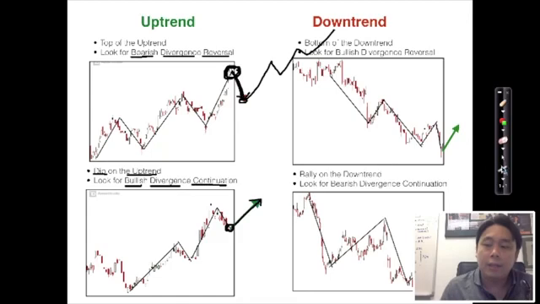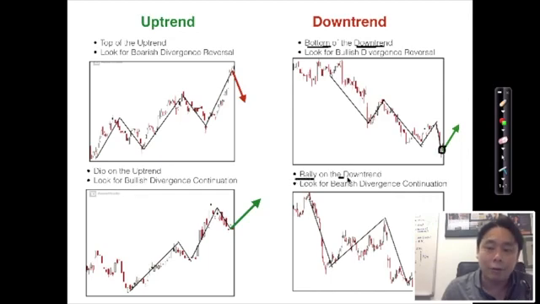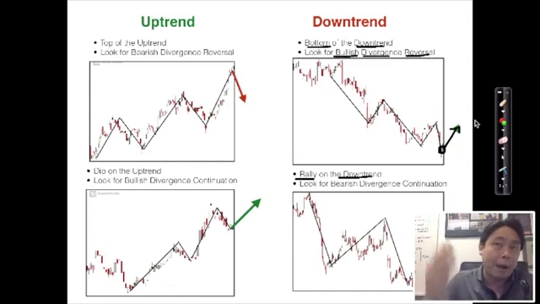Next, if it's a downtrend, then we check: are we at the bottom of the downtrend, which is in this case, or are we at the rally on the downtrend? In other words, at the top of the downtrend. Now, if we're at the bottom of the downtrend, what do you anticipate? You anticipate that it's going to reverse back up. So we are bullish, and we look for a bullish divergence. And again, it's a reversal pattern because we're looking at it from going down to going up.